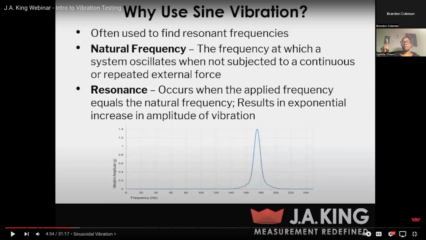So before testing, sometimes you'll see test labs check a part for the resonance frequency, and that's what they're checking for. They want to see, is it going to vibrate so much and amplify it, and is it going to cause a lot of damage?